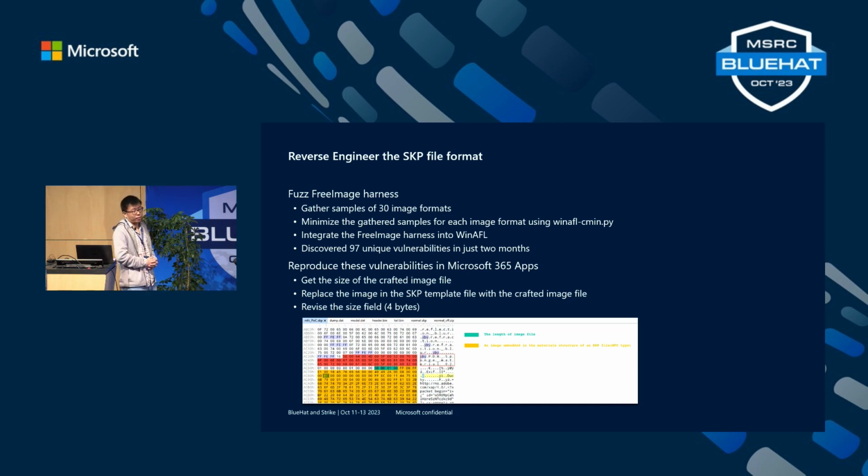Okay, next, let's talk about how to reproduce these vulnerabilities in the Microsoft 365 apps. First, we determine the size of the crafted image file, and next, we replace the image file in the SketchUp template file with the crafted image file. And finally, we just need to make a modification to the size field. The size field is located just before the image file data.